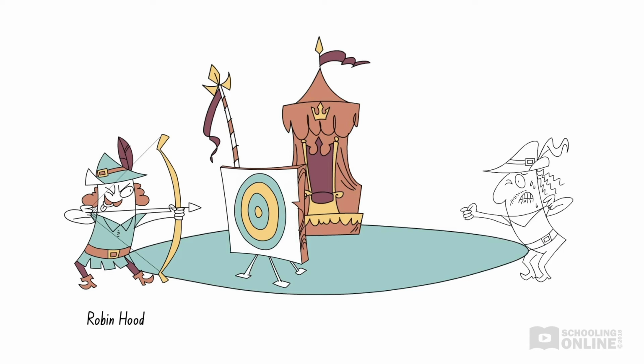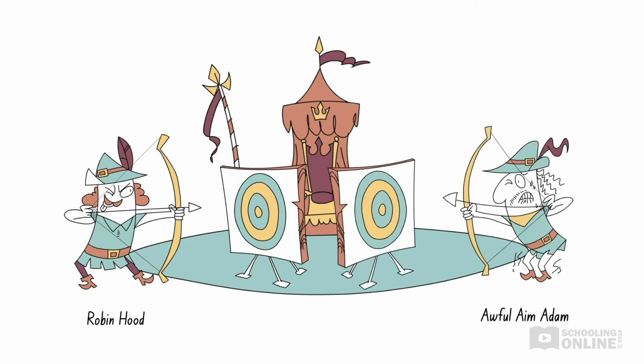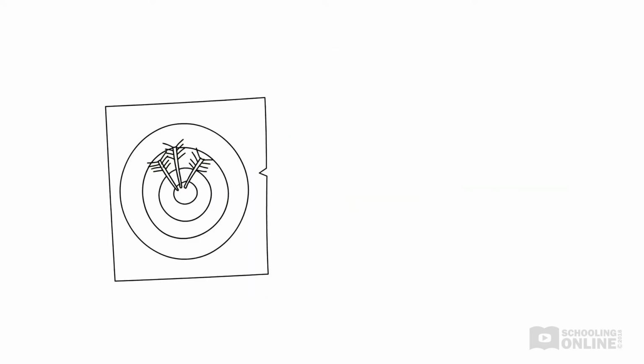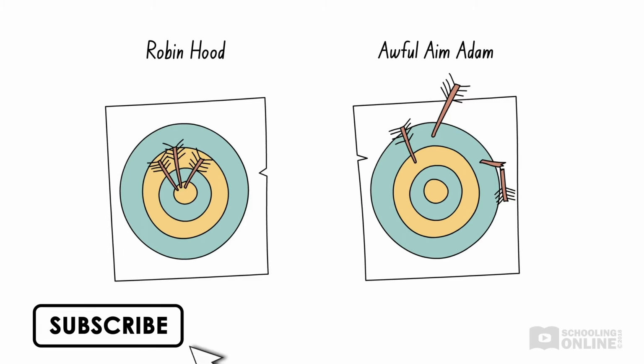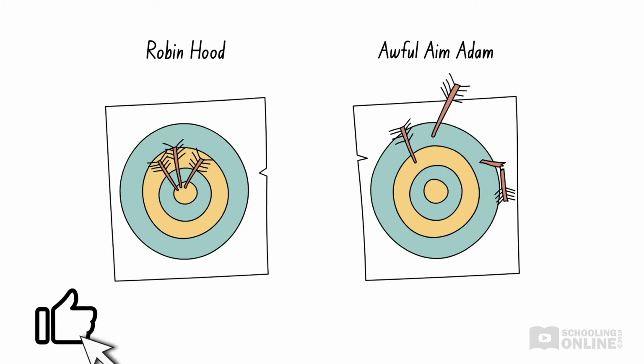and his competitor, Awful Aim Adam, each have 3 arrows to fire at their targets. Naturally, Robin Hood hits the bullseye with each of his 3 shots, while his competitor's arrows hit the target all over the place. So who is more accurate? It's quite clear that Robin Hood is the more accurate archer, as all his arrows hit the bullseye.